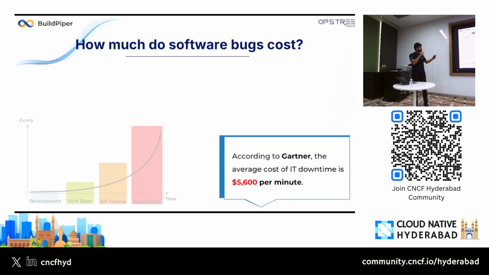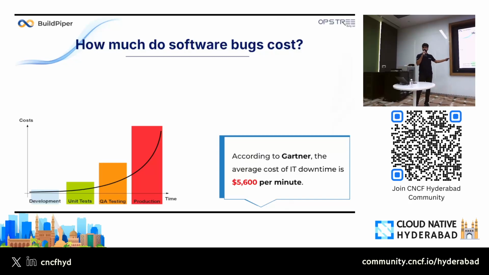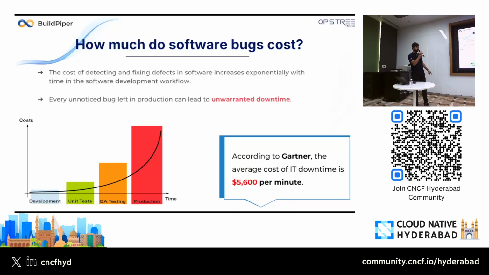So the earlier that you identify the bug in the development life cycle, the cheaper it is for you to fix it. Let's say you identify a bug in the development phase, it might cost you maybe $10 or $15 to fix it. But as you go later and later in the software life cycle, it will end up costing you $10,000 or $20,000 to fix that small bug.